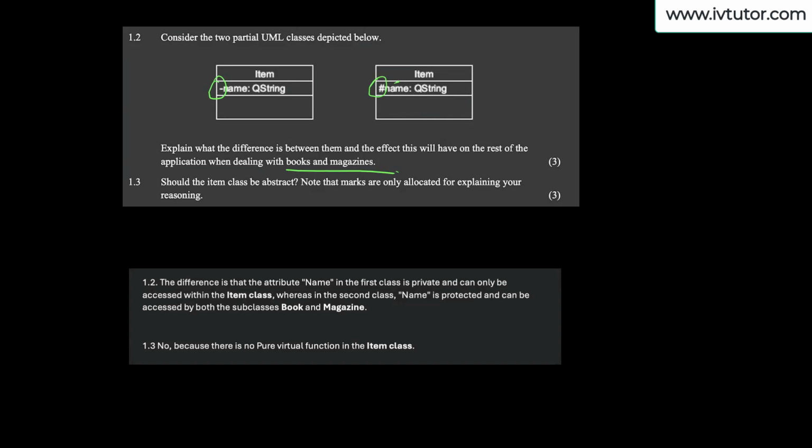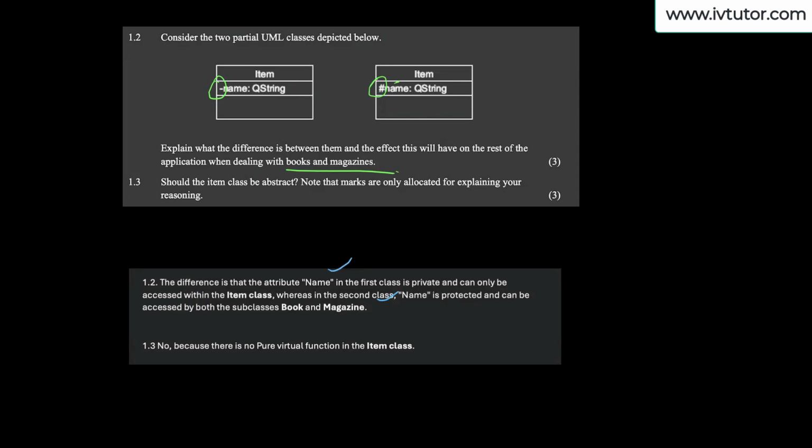And then you say the difference is that the attribute name in the first class is private and can only be accessed within the item class, whereas in the second class, name is protected and can be accessed by both subclasses, book and magazine. Yeah, that's it. Happy with that. That's exactly what it means.